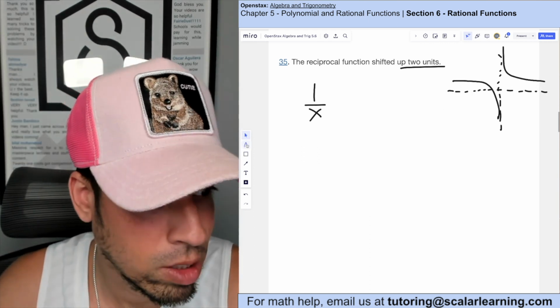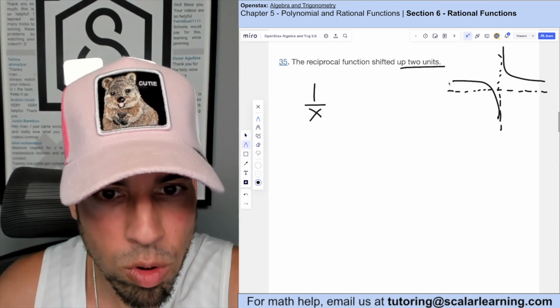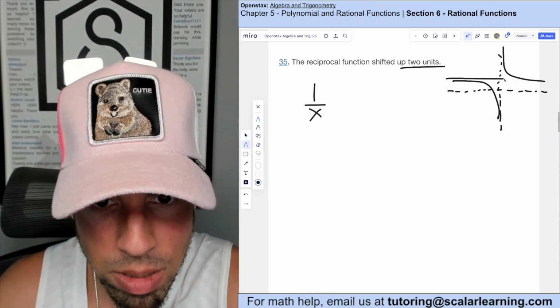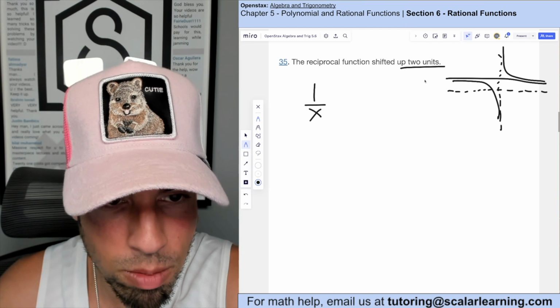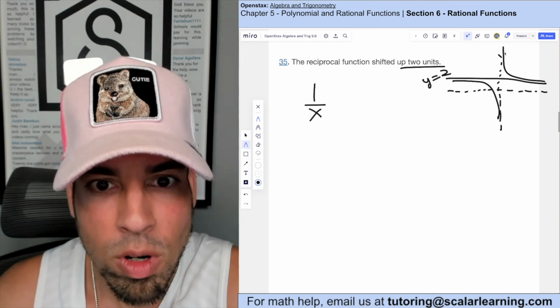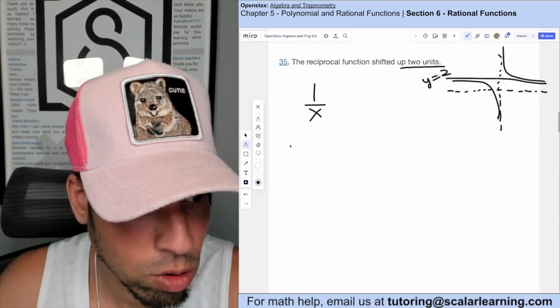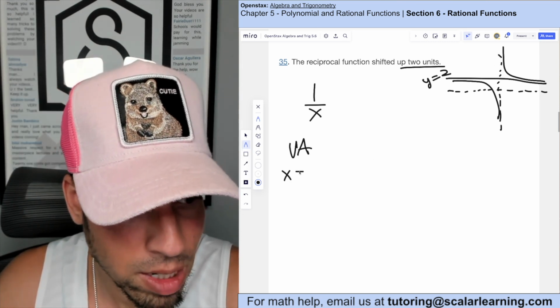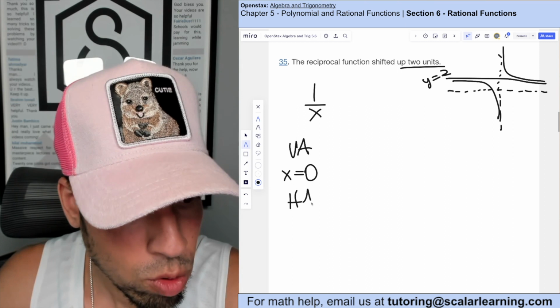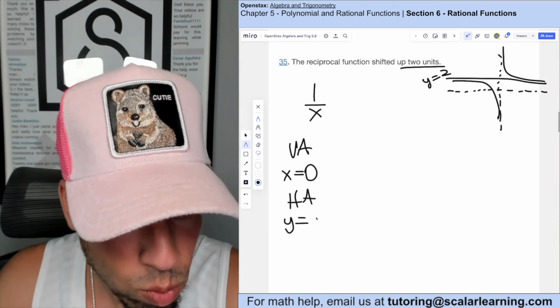Now, when it says it shifted up 2 units, it goes up and up like this. That's literally what's happening. So now that new horizontal asymptote is no longer going to be the x-axis or 0. It's going to be y equals 2. But the vertical asymptote is not going to change. So the vertical asymptote is still going to be at x equals 0, but the new horizontal asymptote is going to be now at y equals 2.